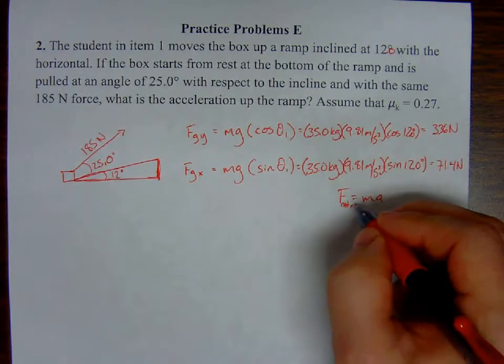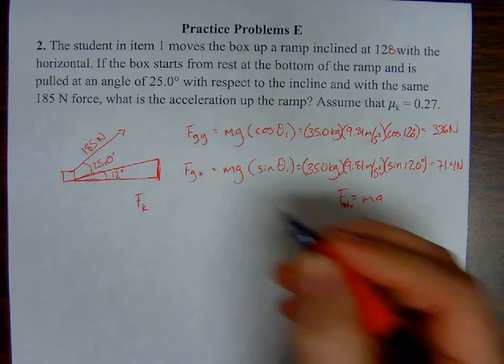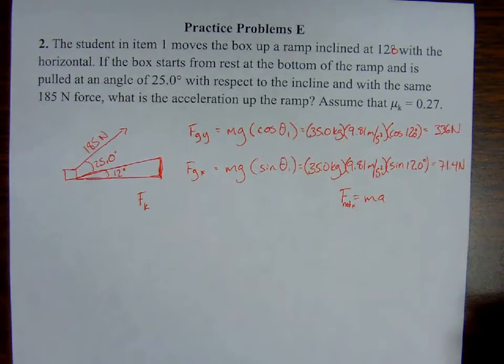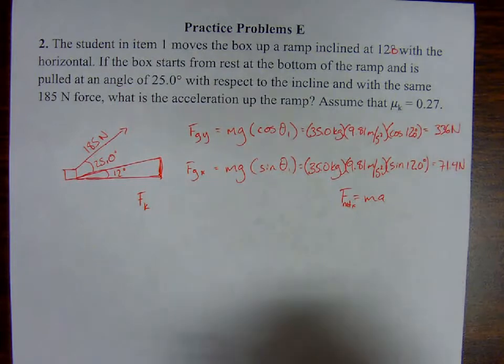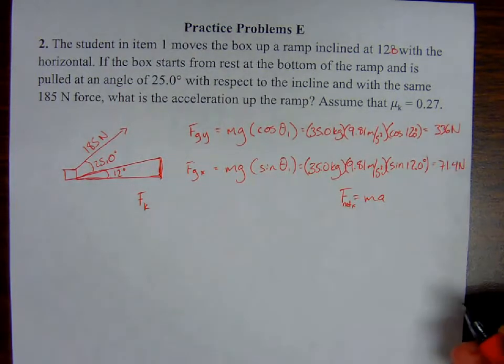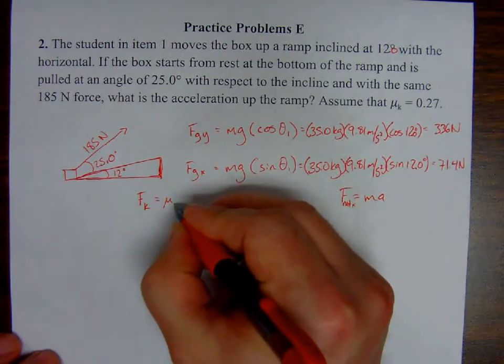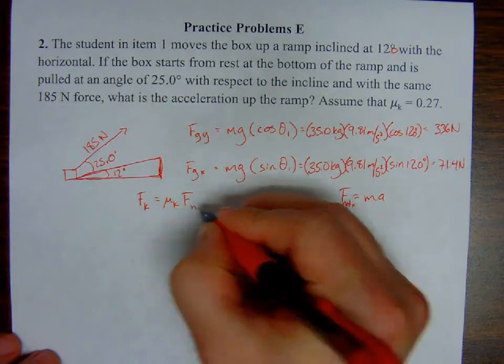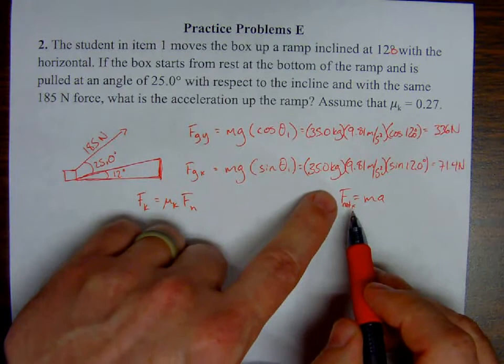Hopefully we remember this equation. Here's my logic. In order to use the second law, I need to have the net force in the x direction. In order to solve for the net force in the x direction, I have to take into consideration the force of kinetic friction. In order to have the force of kinetic friction, I need to calculate the normal force.